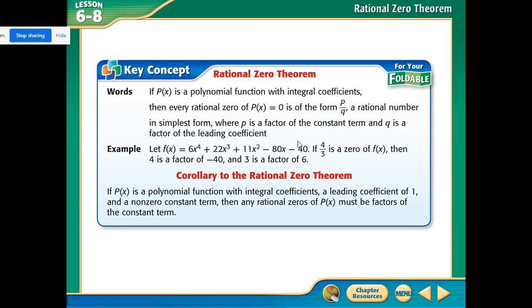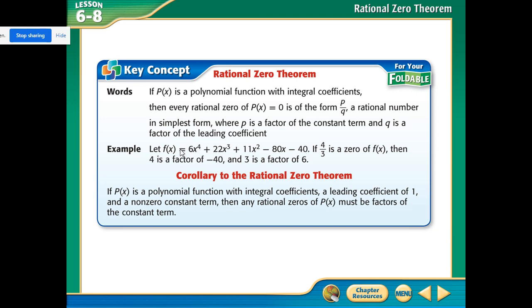For example, here's negative 40. Well, what are some numbers that multiply to negative 40, or factors of it? So 1 is, 2 is, 4 is, 10 is, 5, 8, 20, 40. Those are the only ones that can possibly be answers to this. So 3 cannot be a possible answer because it doesn't go into 40. So this will limit what we have to do.